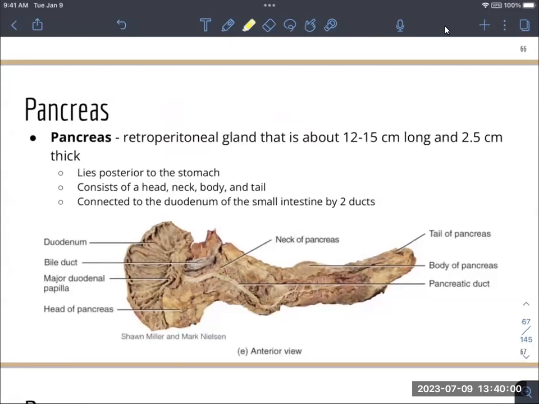An accessory organ, the pancreas. We looked at it a little bit when we looked at the endocrine system for insulin and glucagon. Now we're going to look at the pancreas and how it relates to the digestive system. The pancreas is retroperitoneal. It is behind the stomach. The head is the larger area, this large area, the neck, and then the tail is this long portion. It is connected to the duodenum.